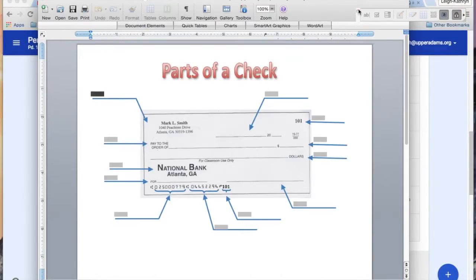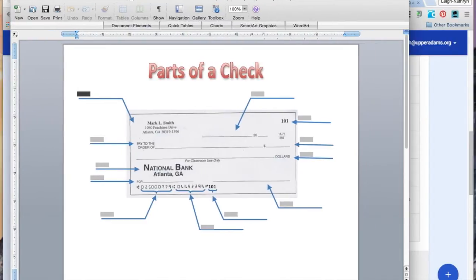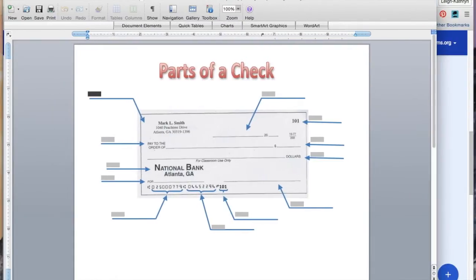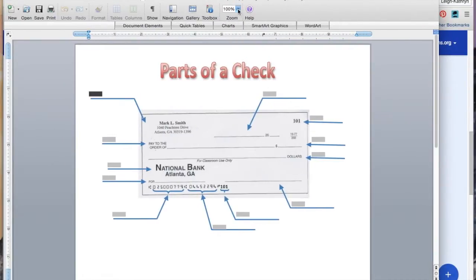I'll give you a second to get that open and to download it. Once you actually have it downloaded, this is what it looks like. See if I can make this a little bit bigger for you.